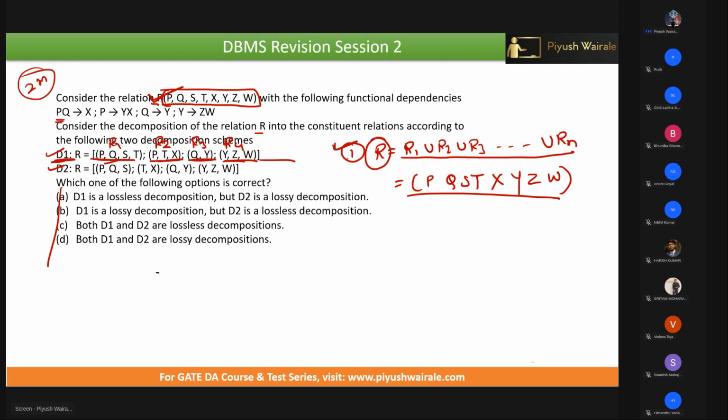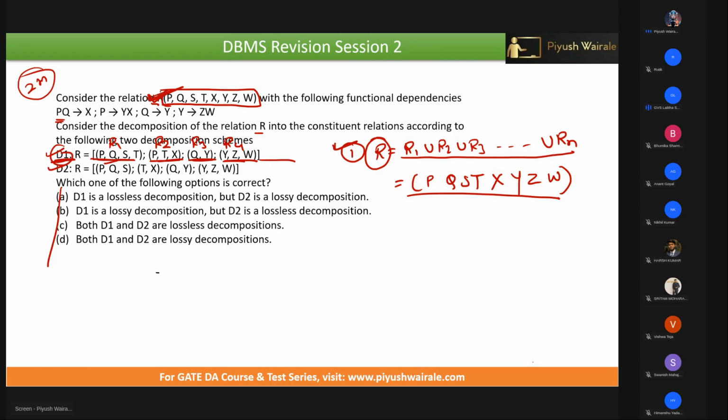Okay, so is this clear, how to check when we have multiple decomposed relations? Any doubt? We have to take the union of the decomposition and then it should result in the original relation. That's it, right? Yes, all the attributes must be there, correct.